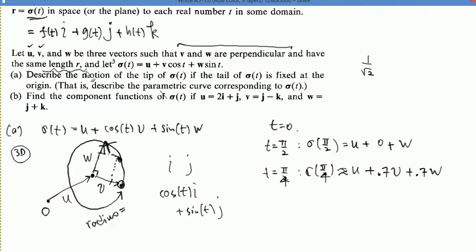Yeah, that's the length of vectors r. So here's r. It's the length of vector v and the length of vector w, a common value. Does that make sense?